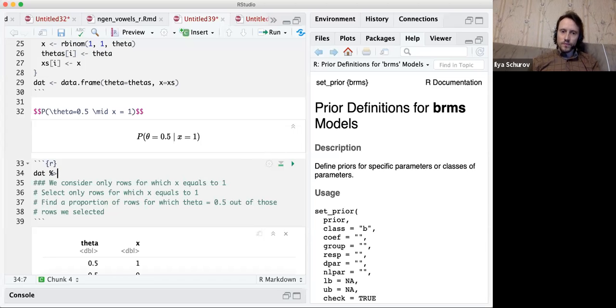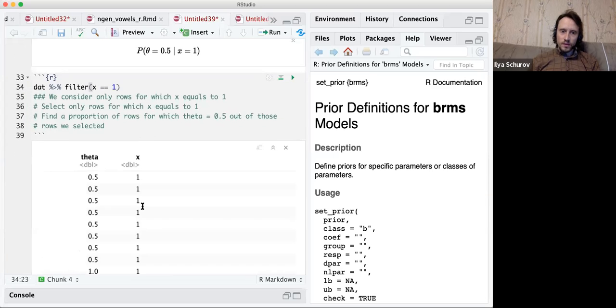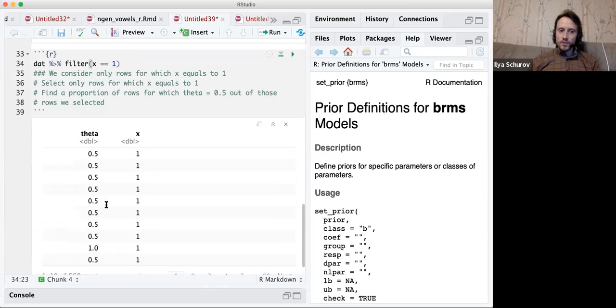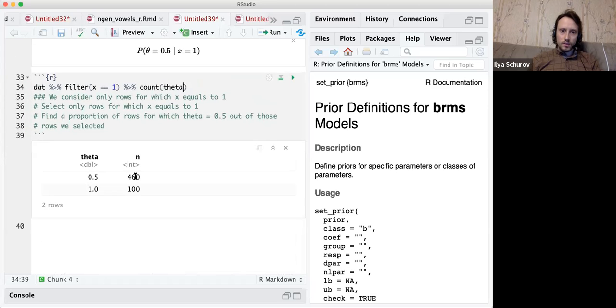Okay, so first we can just filter this by condition x equals 1. Now we have only a table for which x equals 1. And then we can find out of this table how many times we have different values of theta. For example, we can just count theta. And we see these numbers. So out of all numbers for which x equals 1, we have 460 values for which theta equals 0.5 and 100 values for which theta equals 1.